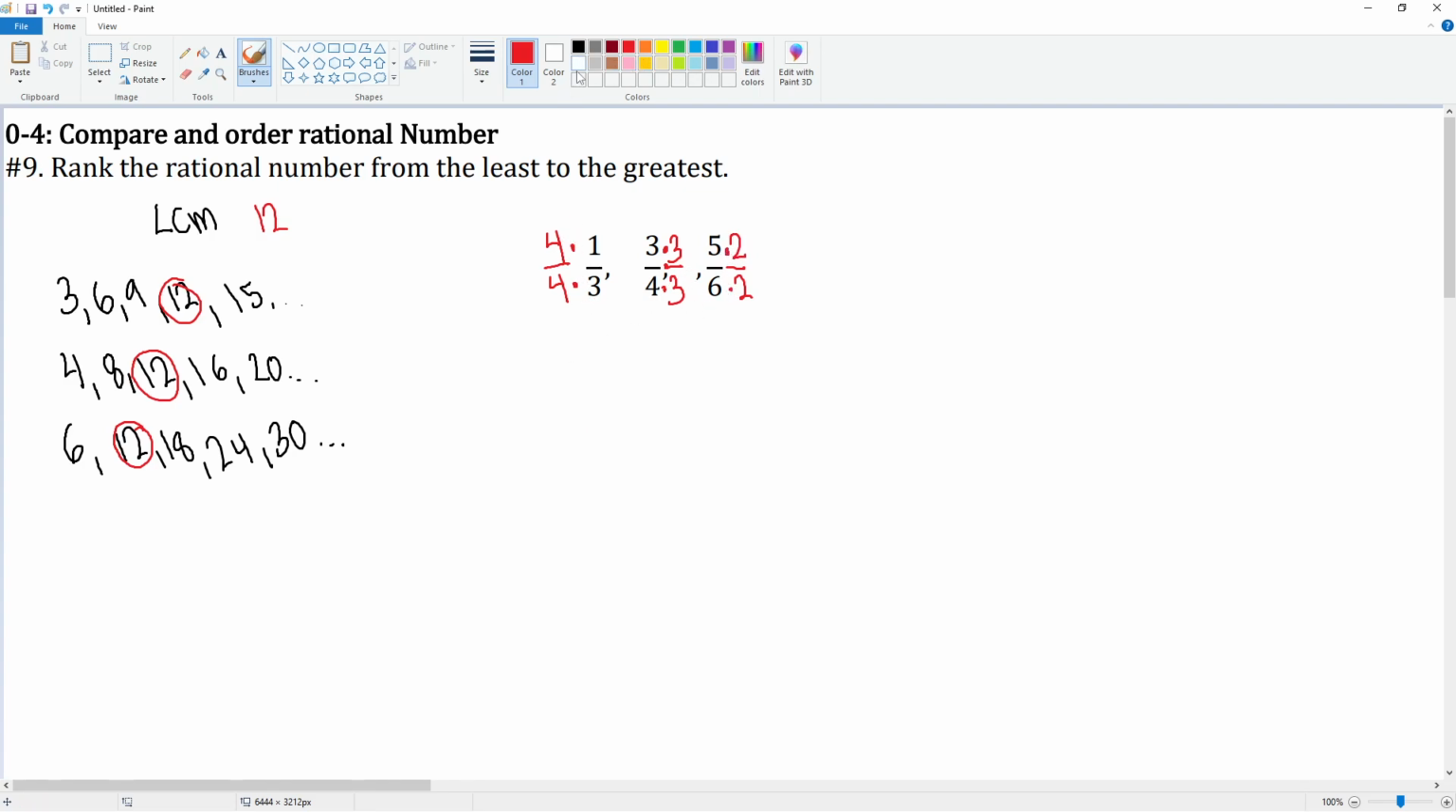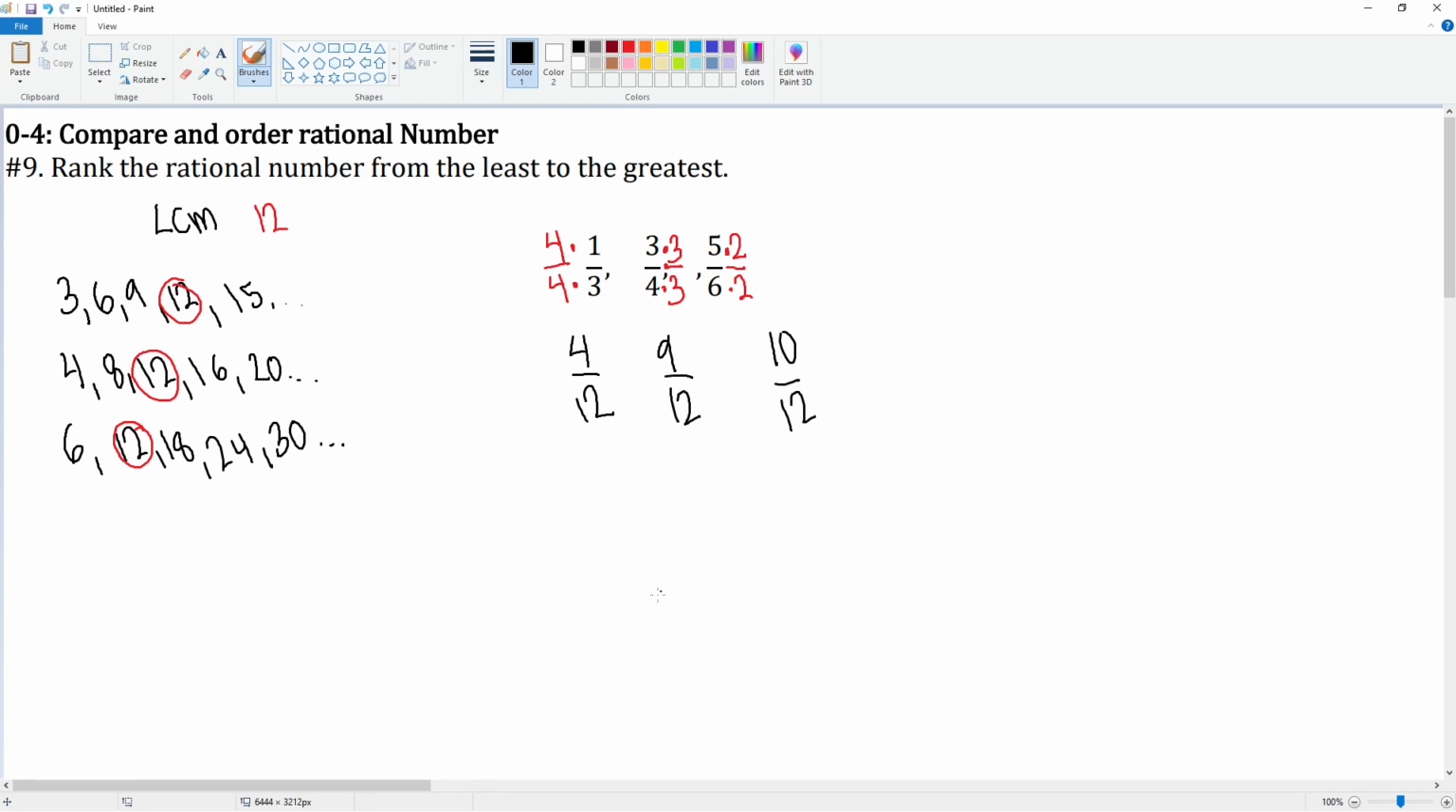So now we can find the new numbers. 4 times 1 is 4. 4 times 3 is 12. Okay, that's the first fraction. 1/3 is equivalent to 4/12. 3 times 3 is 9. 4 times 3 is 12. Those are also equivalent. 5 times 2 is 10. 6 times 2 is 12.